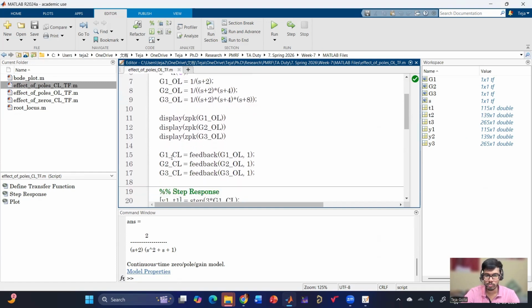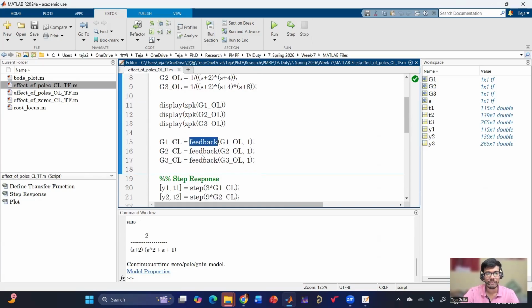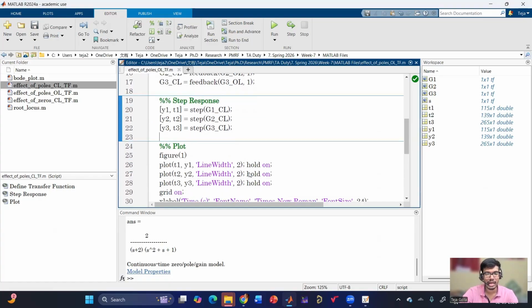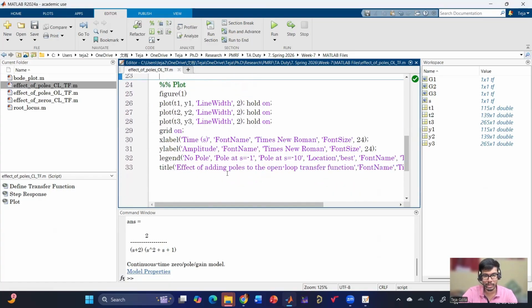Then for closed loop, I am considering a feedback gain of 1. Then it will calculate the closed loop transfer function, which is G1 open loop by 1 plus G1 open loop. This MATLAB will do, and this is the command. Once I get the closed loop transfer function, I am calculating the step response. I'll tell you why I have added these gains. Then I'm plotting the figure, and this command remains the same.